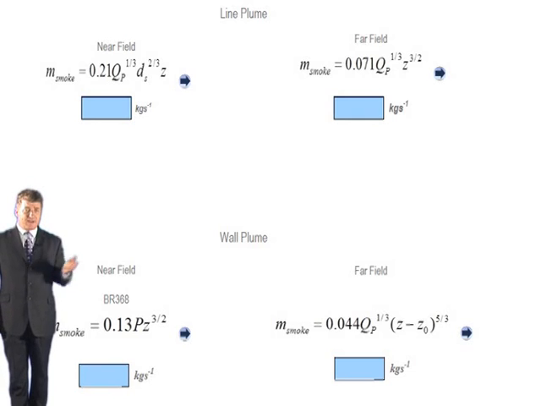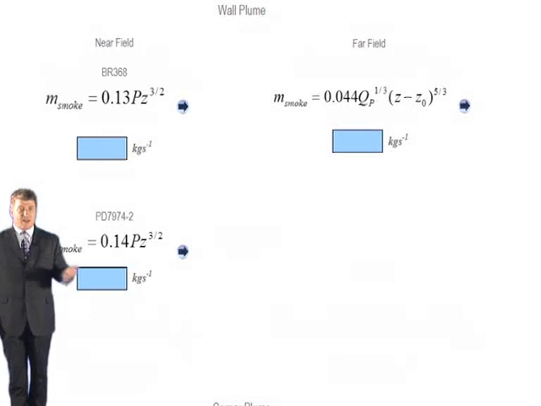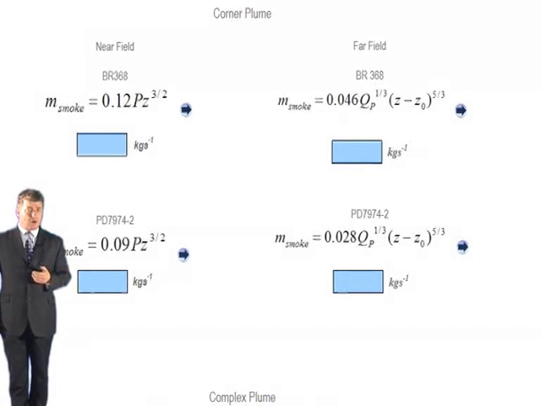Now, if you scroll down here further on, you see a line plume. In this case, there's only 2 models available. Then you go for a wall plume, there's 3 models available. Finally, you see the models available for corner plumes. In this case, there's 4 models available. There's 2 near field and 2 far field. And again, it will tell you what's valid, what isn't valid, and it gives you the answer to all of them. Now, as you scroll down, we're moving on now to complex plumes.